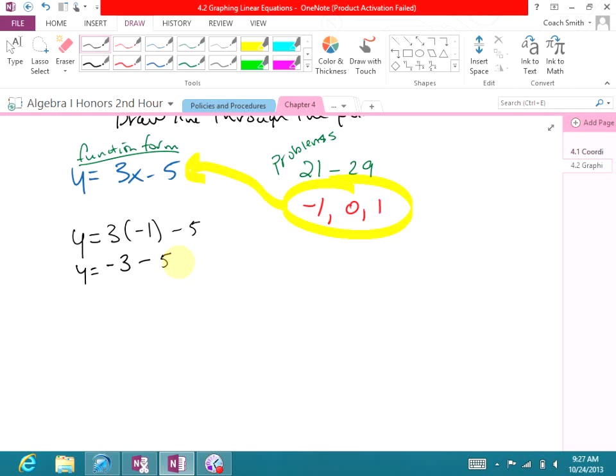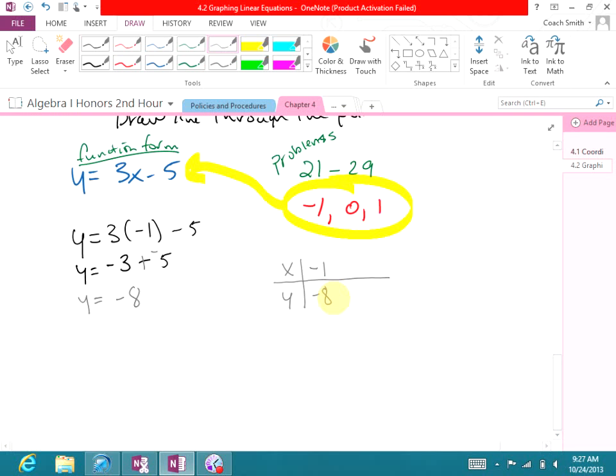Okay? Once again, this is plus a negative. And so that gives me y is equal to -8. So what they mean by table of values, and I'm going to see if they do it horizontally. Yeah, okay. What they mean is you have x and you have y, and we said our x value is -1, then our y value is -8.